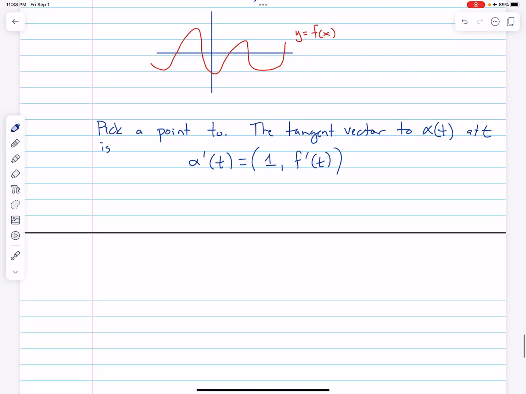Okay, and so hence at t naught, alpha prime of t naught is equal to 1 comma f prime of t naught. All right?